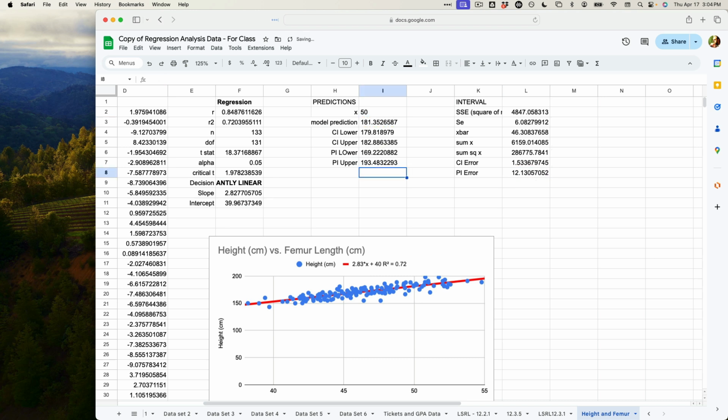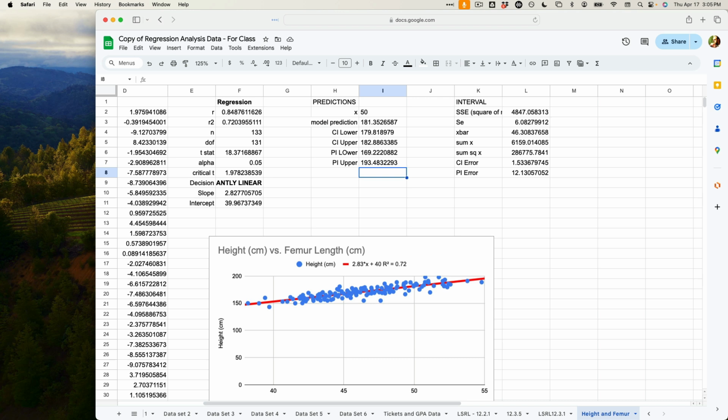So what this means, at 50 centimeters, for all people who have a femur length of 50 centimeters, their average height is going to be between CI lower and CI upper at 95% confidence. It's going to be between 179.8 centimeters and 182.8. That is the average of that population of 50 centimeter femur carriers, okay?